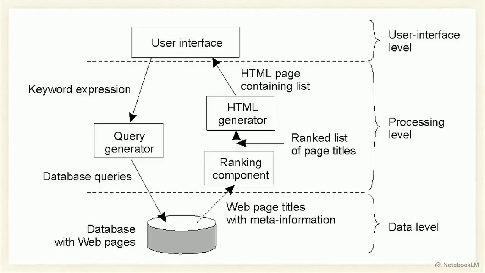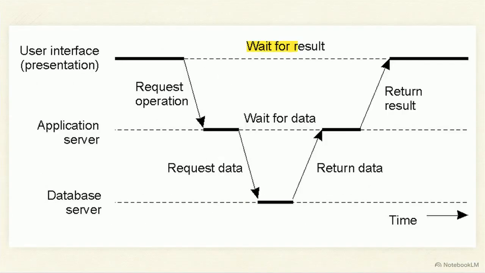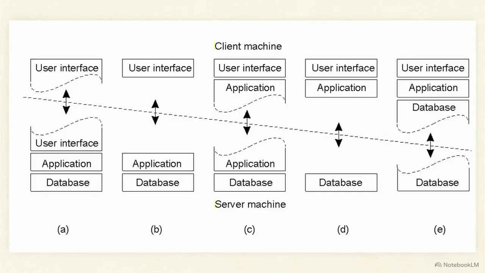This schematic breaks down a three-tier system, using an internet search engine as the model. The architecture is explicitly split into a user interface level, a processing level for ranking components, and a foundational data level holding the raw database. Looking at the timing graph for a multi-tier setup, you can see how latency compounds. The application server cannot answer the user until it pauses to request and retrieve data from the separate database tier below it. This diagram illustrates that the dividing line between client and server is highly fluid.